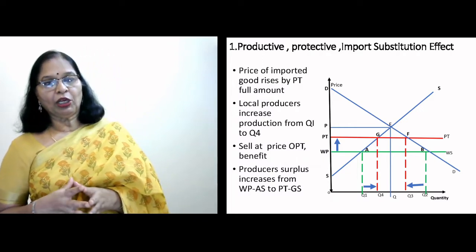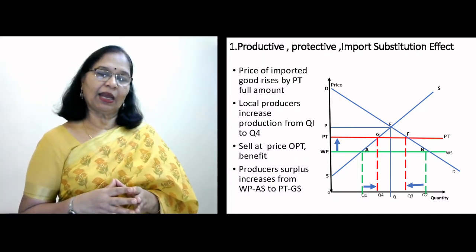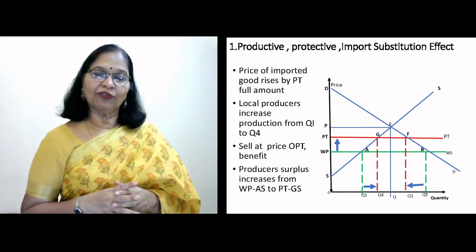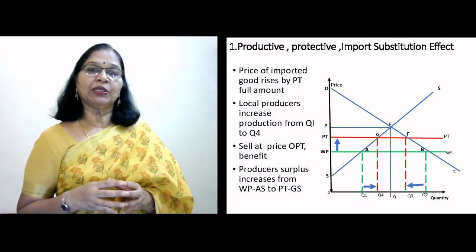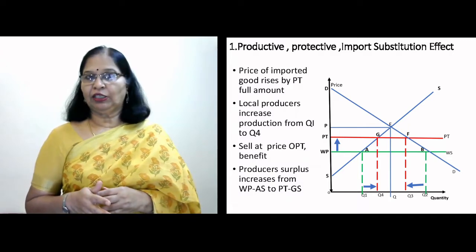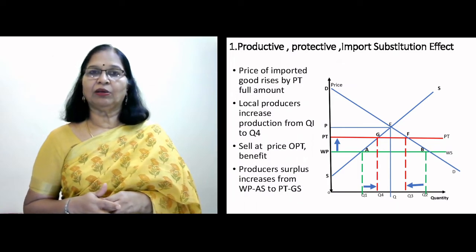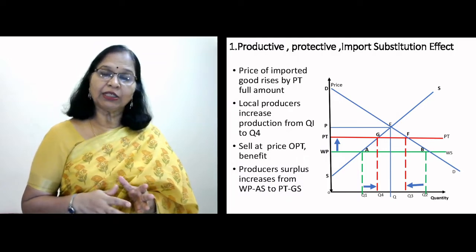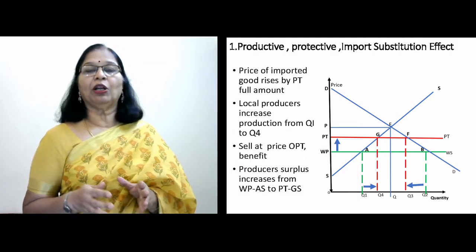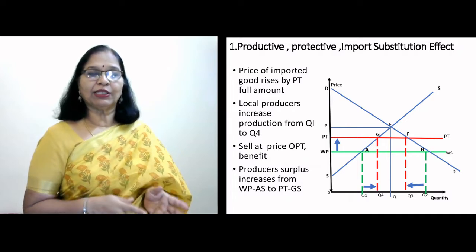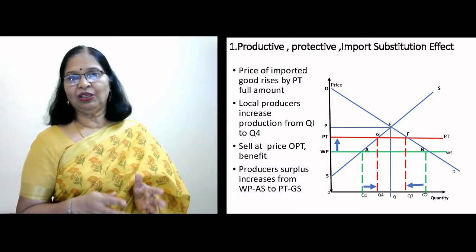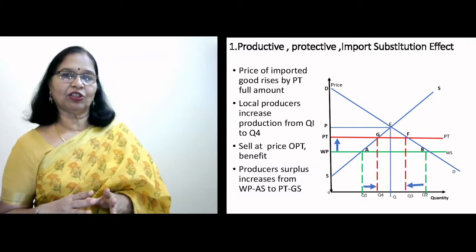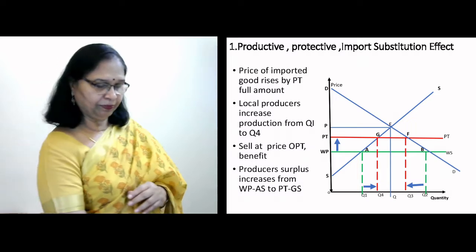Now, why do we call it productive? There is a production change that has happened because the domestic producer has increased its production. It is also known as protective effect because the producers have been protected against the importing goods, and also known as substitution effect because what was being imported from other country, a part of that imported good is actually substituted by the domestic production that is now available in the market. So this is the first important effect of the imposition of a tariff.